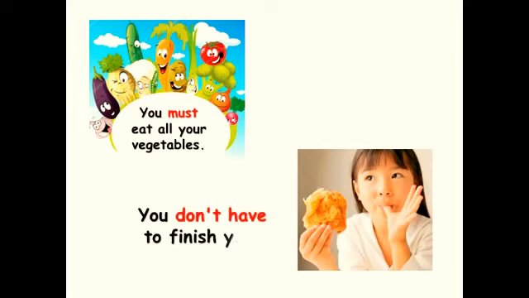In our last example, you must eat all your vegetables. You don't have to finish your chicken. Here, must is used to show obligation, and don't have to is used to show that it's not an obligation. So there you have it. I hope you're able to learn something from the brief discussion on modal verbs has to, have to, must, and their negative forms.